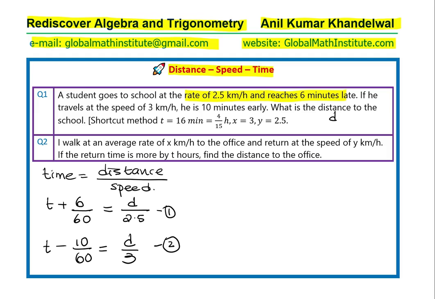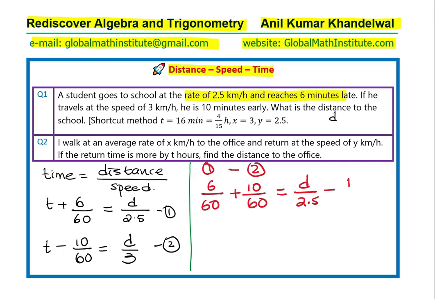Now, we need to find the distance. So what we can do is subtract one equation from the other, right? And then find what we get. Let's do equation 1 minus equation 2. So t minus t is 0. So we get 6 over 60, minus and minus becomes plus 10 over 60, equals d over 2.5 minus d over 3. So that is how we get one equation.